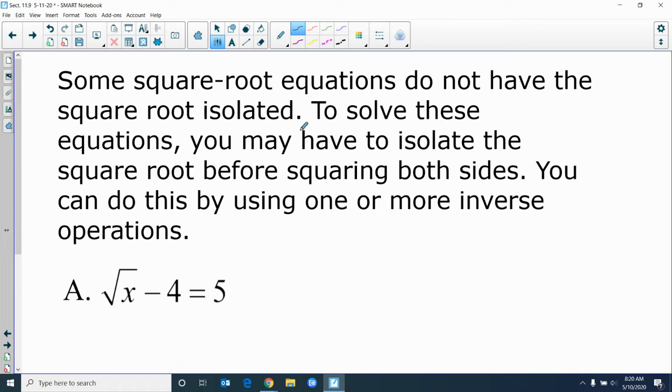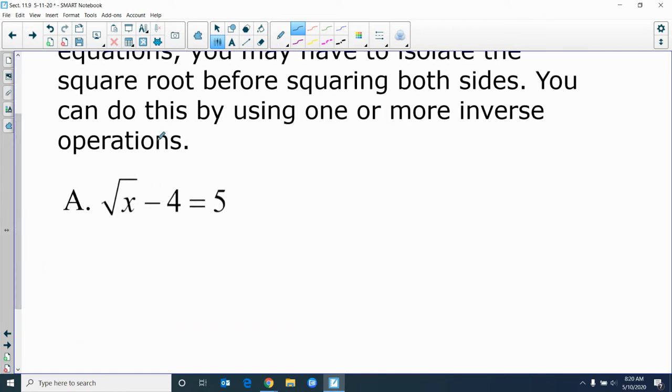As you see here, some square root equations do not have the square root isolated. You have something else on the other side. To solve these equations, you may have to isolate the square root before. Okay. This is just like getting a variable by itself. We want to get this right here by itself. That minus 4 is not under the square root.